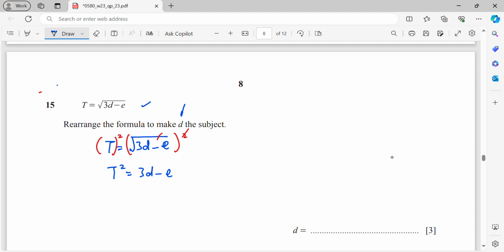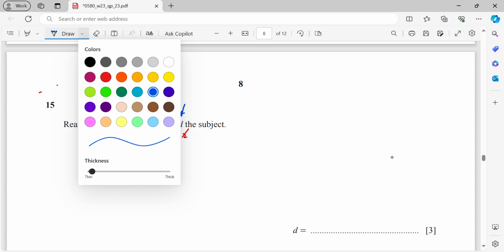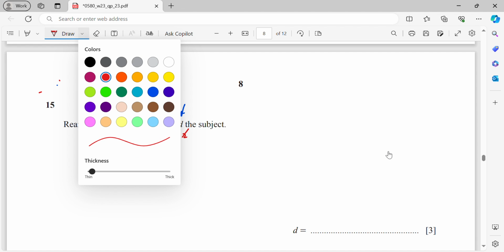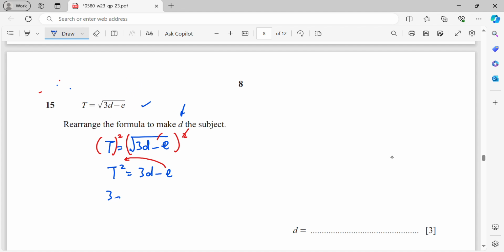Now to get d as the subject, just leave 3d on one side first. That means I have to move the minus e to the other side. So I will rewrite: 3d equals t squared plus e. Then for d, I just divide the whole equation by 3. So it will be t squared plus e, divided by 3. So this is t squared plus e over 3. That is the solution of question 15.